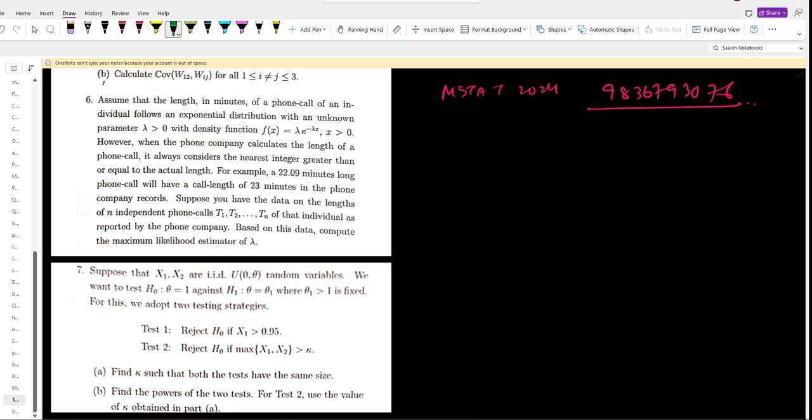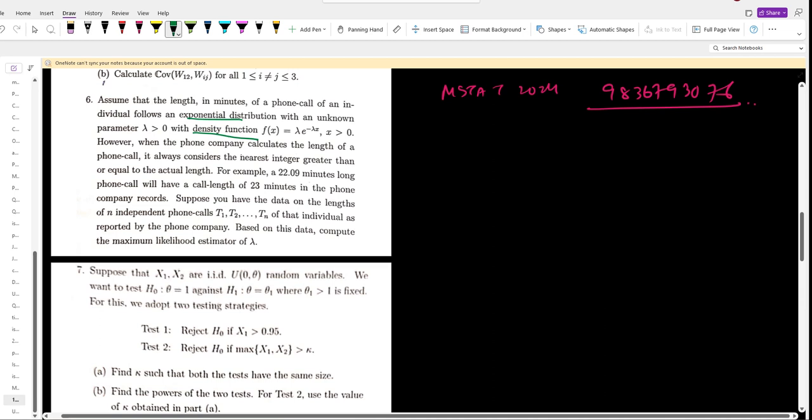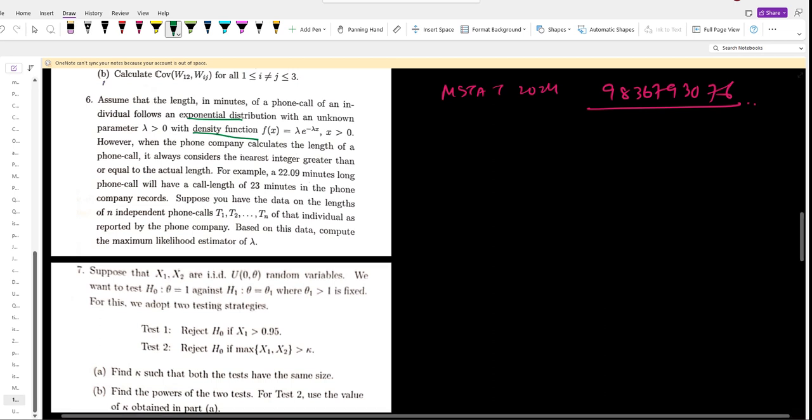Assume that the length in minutes of a phone call has an exponential density function. When the phone company calculates the length of a phone call, it always rounds up to the next integer. For example, a 22.09 minute phone call will have a call length of 23. It's like a ceiling function. Suppose the data of the lengths of n phone calls is T1, T2, ..., Tn. Based on this, compute lambda.